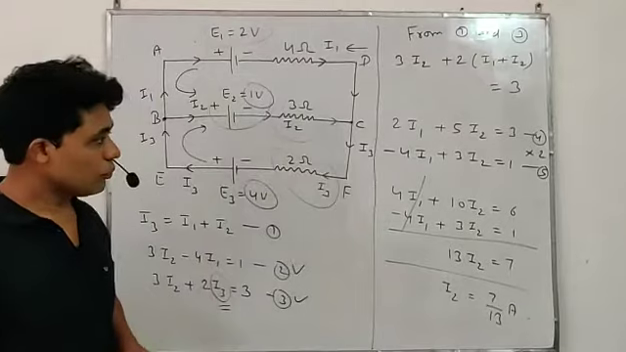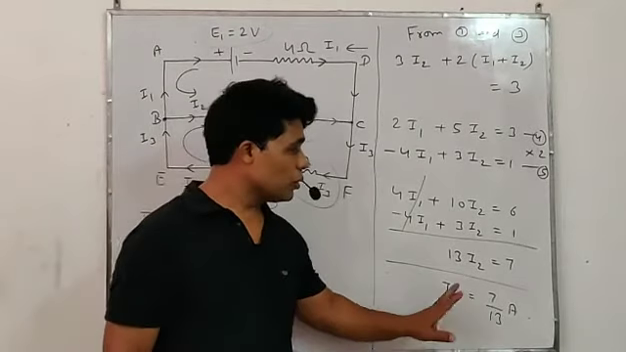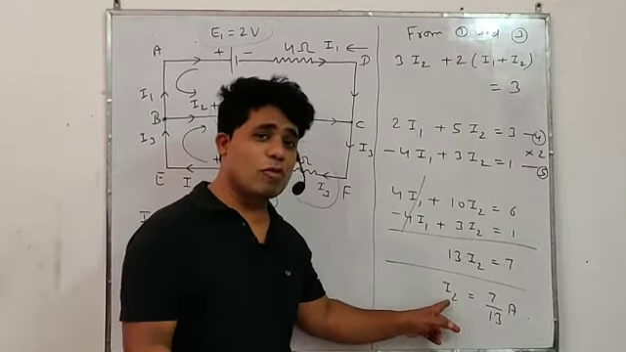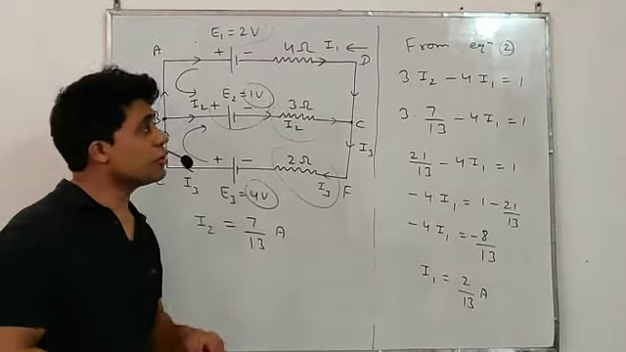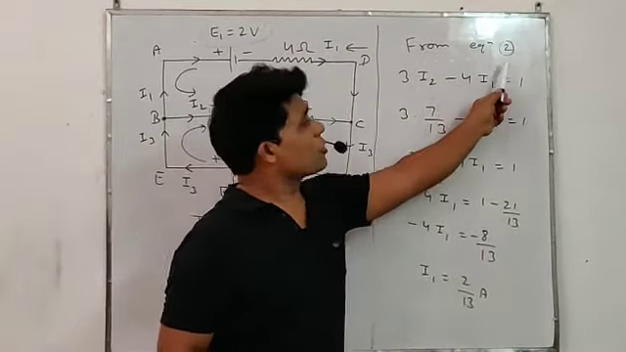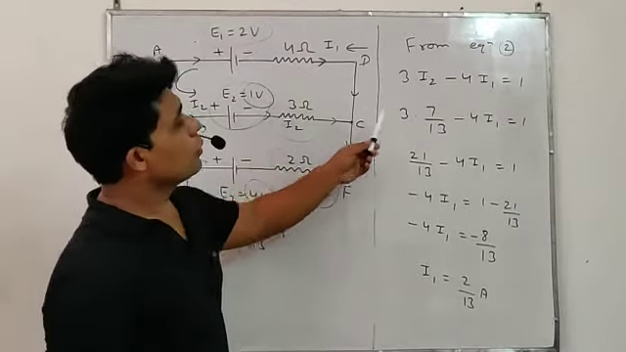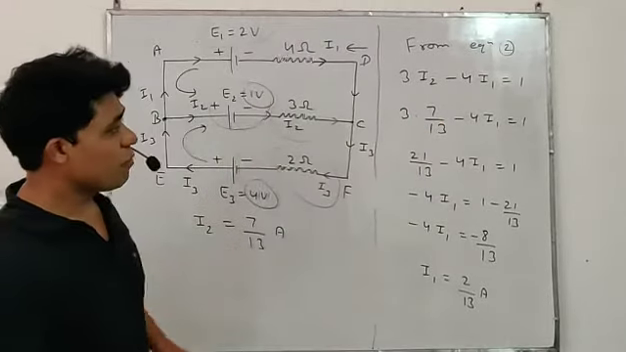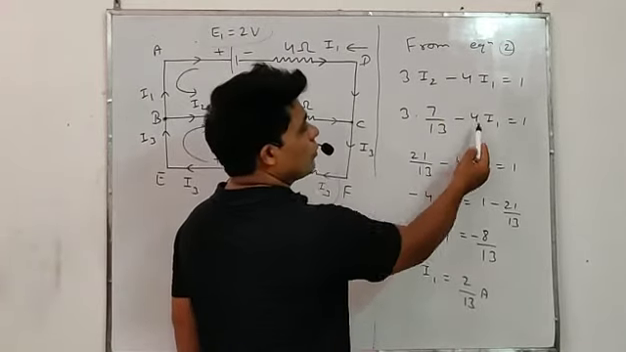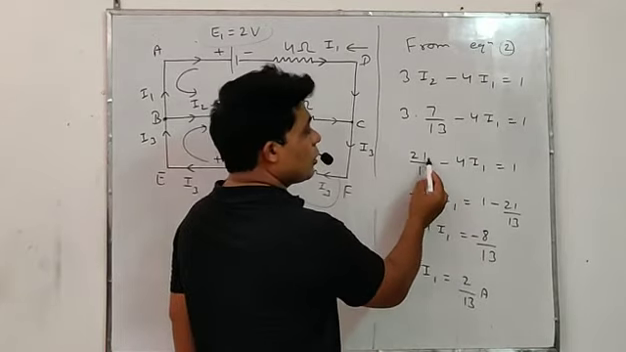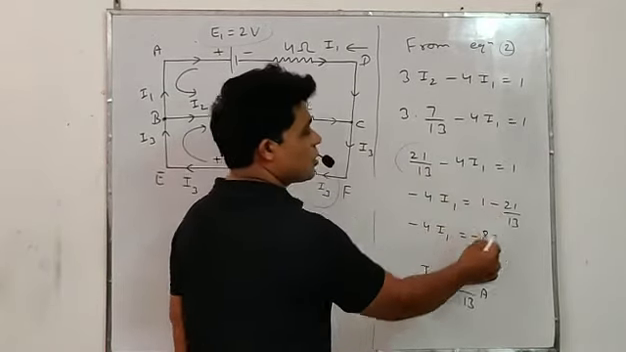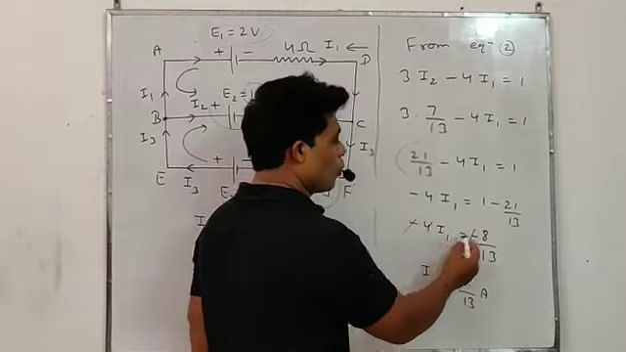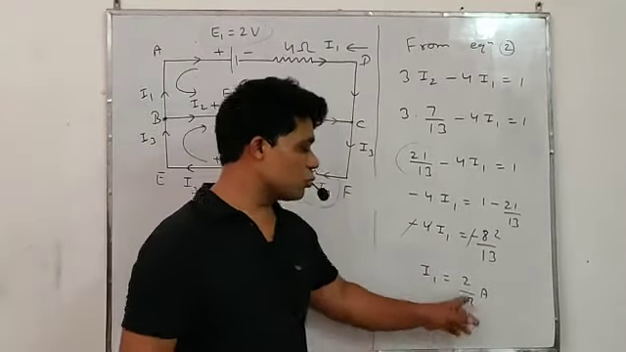So first of all we got I2. And when we put I2 in these two equations, we'll get the value of I1. Now I'm going to put this value in equation number second: 3I2 minus 4I1 equals 1. Put here I2 as 7 by 13. 7 3s are 21. Now students, transfer 21 by 13 to that side. So 1 minus 21 by 13 comes as minus 8 by 13. Minus and minus cancel out, 4 and 8 cancel out 2 times. So I1 will be 2 by 13.